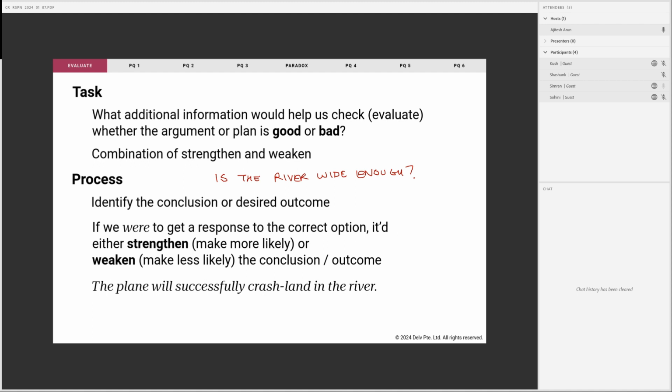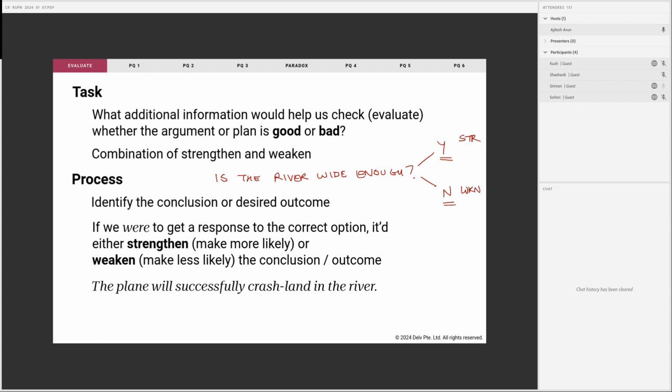Now, this strengthen and weaken business. Basically, it's like this. If the option goes one way, like if it goes yes, then it's going to either strengthen or weaken. And if it goes no, it's going to do the opposite. So, is the river wide enough? If the answer is yes, then that makes it more likely that the plane will successfully crash land in the river. So that strengthens. And if the answer is no, then that makes it less likely that the plane will successfully crash land in the river. So that's going to weaken.